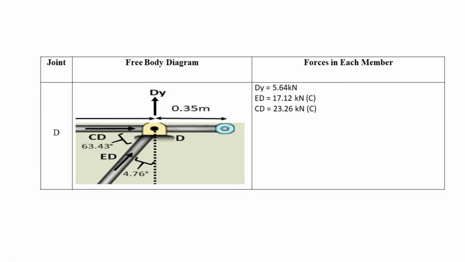Finally, the forces on joint D will be DY equals 5.64 kilonewtons, ED will be 17.12 kilonewtons, and it will be in compression, which has been obtained from our previous calculation, and CD will be 23.26, and it also will be in compression as we have calculated earlier. That's all from me. Thank you.